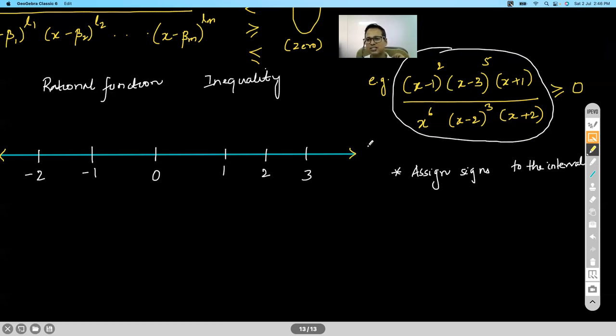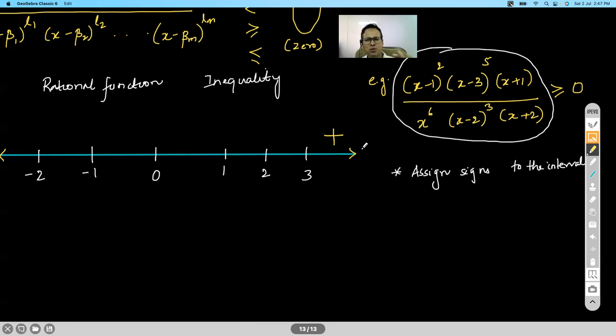Take any number more than 3. Give me one such number. Okay, 4. Most of you are taking 4. If I put a 4 in this expression in place of X, what is the sign of that answer? 4 minus 1 squared is positive. This is also positive, positive, positive, positive. So that is the sign of this expression in this entire interval.